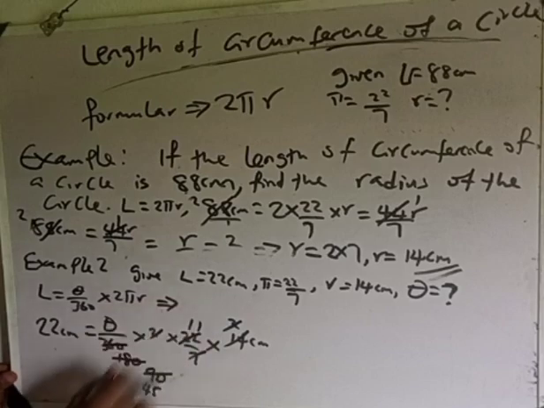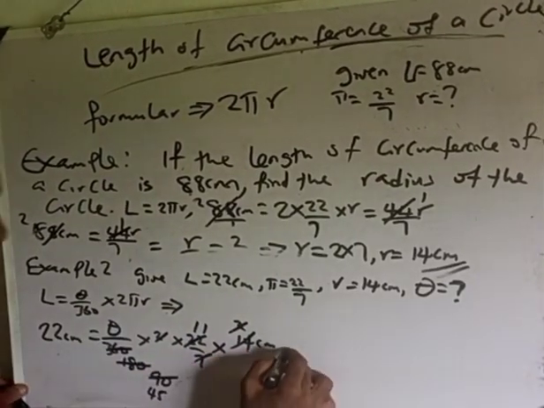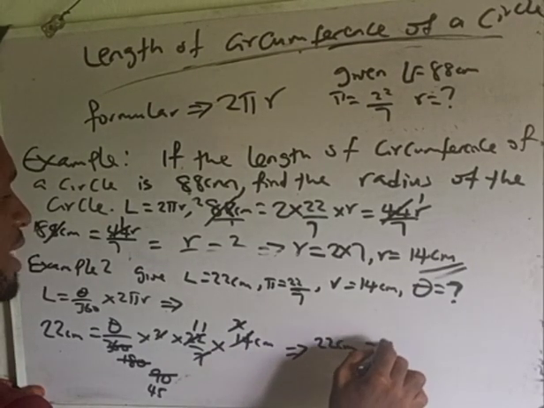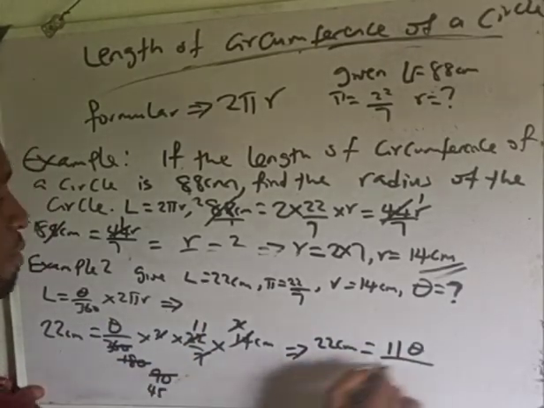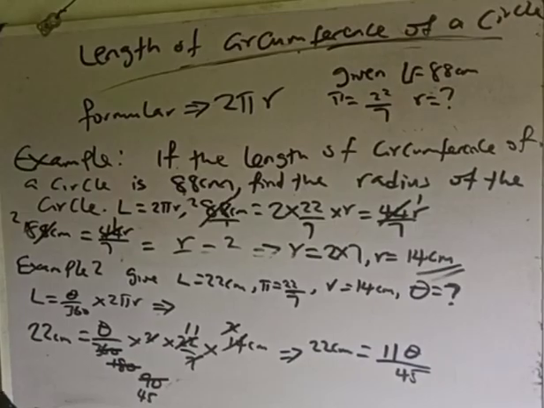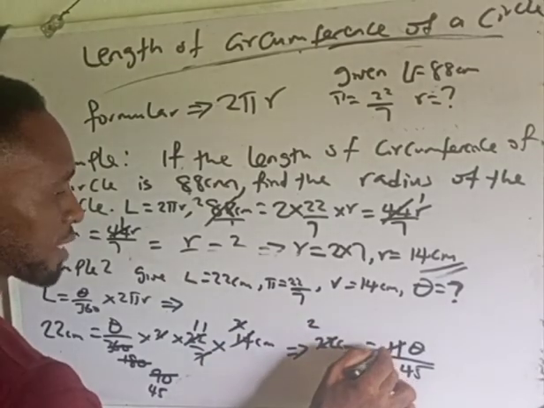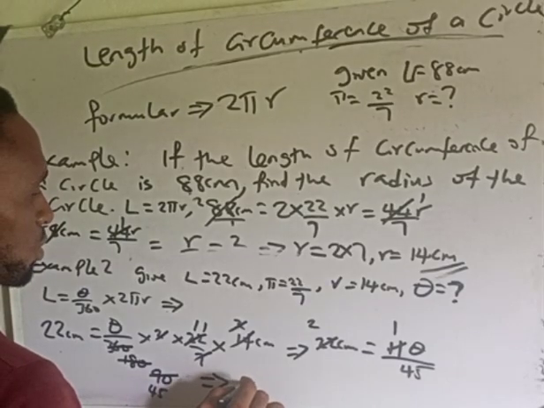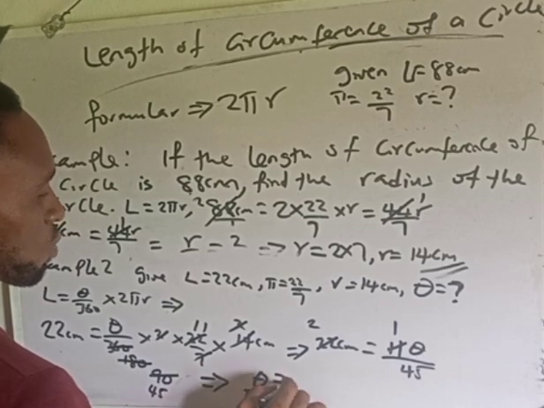This will give me 11. That is, this 2 can go into this and also go into this. I'll have 11 and 44. Let me just bring out what we have here. We now have that 22 cm is equal to 11 theta all over 45. Now, I can divide this by 11. I'll have 2. I can also divide this by 11. I have 1. So it means that theta over 45 is equal to 2.